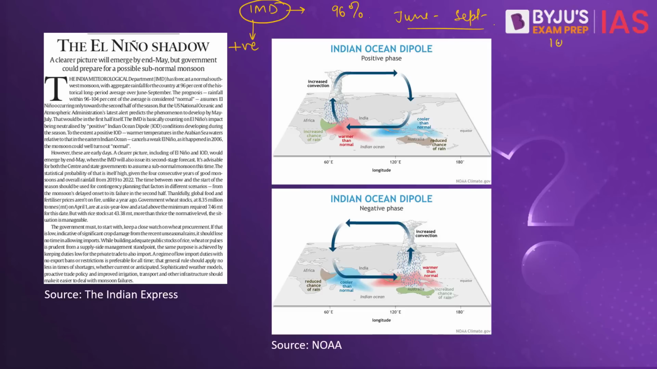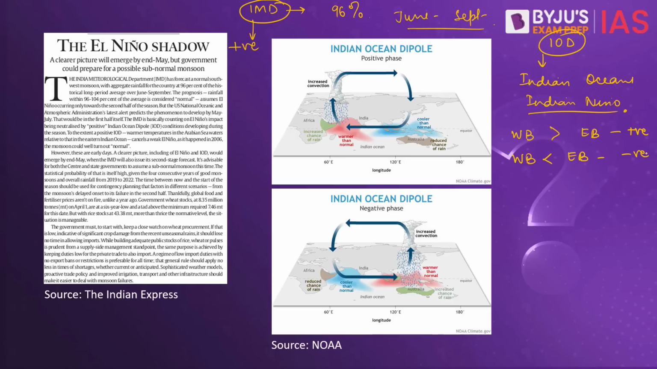Now what is Indian Ocean dipole? Indian Ocean dipole is the Indian Ocean counterpart of the ENSO in Pacific Ocean. So it is also known as Indian Nino. Now in this, what is calculated? We calculate the temperatures of the Western Indian Ocean basin and the Eastern Indian Ocean basin. If the Western basin's temperature is higher than the Eastern basin, then this is a positive IOD. When the Western basin's temperature is less than the Eastern basin, it is a negative IOD. And when these are equal, it is a neutral condition.